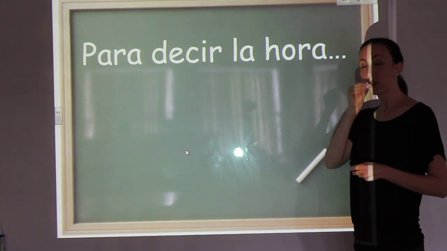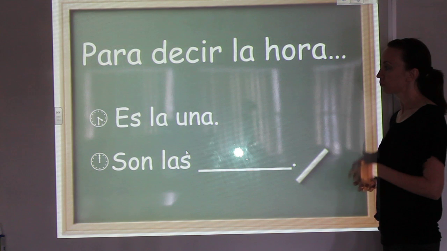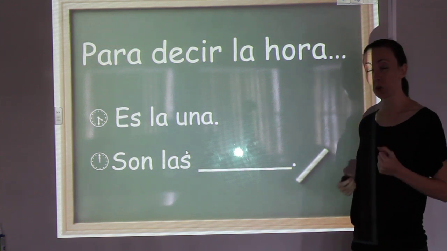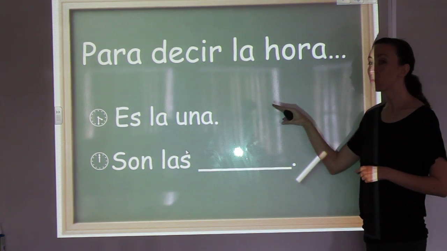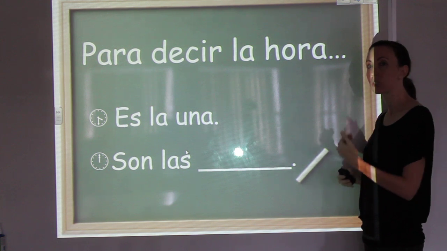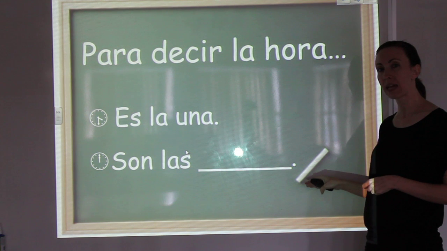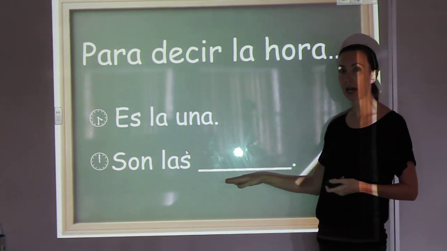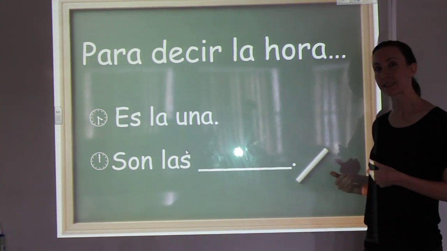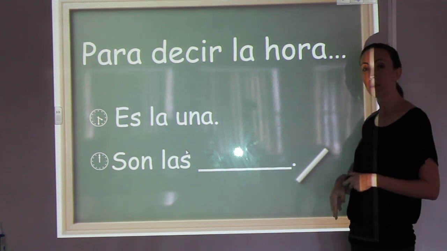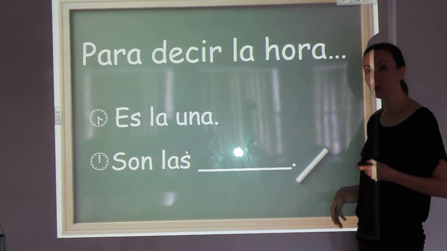Para decir, in order to say la hora, we have two options, dos opciones. If it is 1 o'clock, we always say it is 1, es la una. If it is any other time of the day, we're going to say son las. This still means it is. We're just going to use it for any number that's above 1. So let's do some practice.